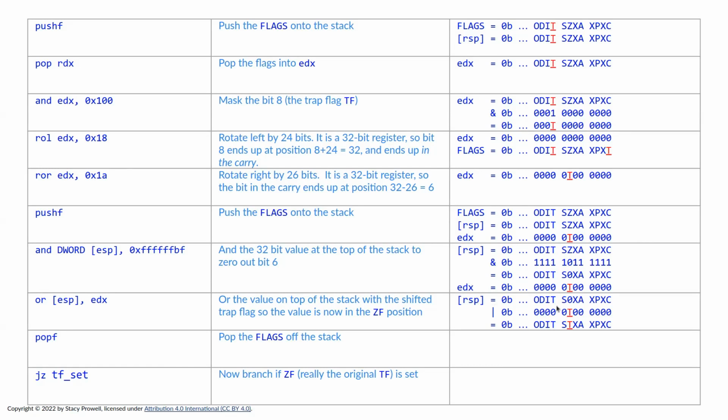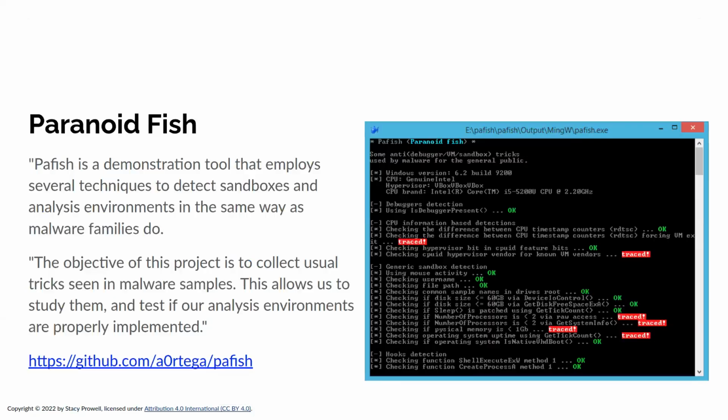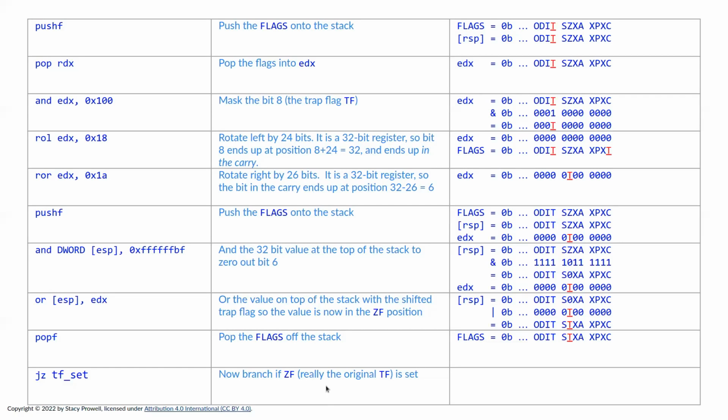So now I started out with this, I OR it with this, and I wind up with whatever the trap flag's value is in the position of the zero flag. I pop flags off the stack, so it's gone. And now I do a jump zero. Whoops, do a jump zero. So I branch on the zero flag, which is actually a copy of the trap flag.